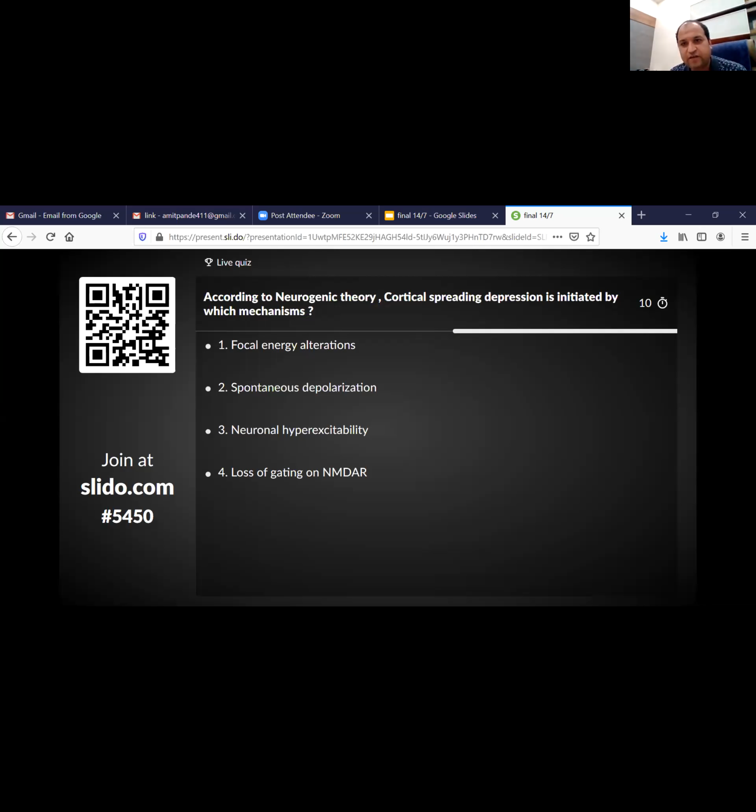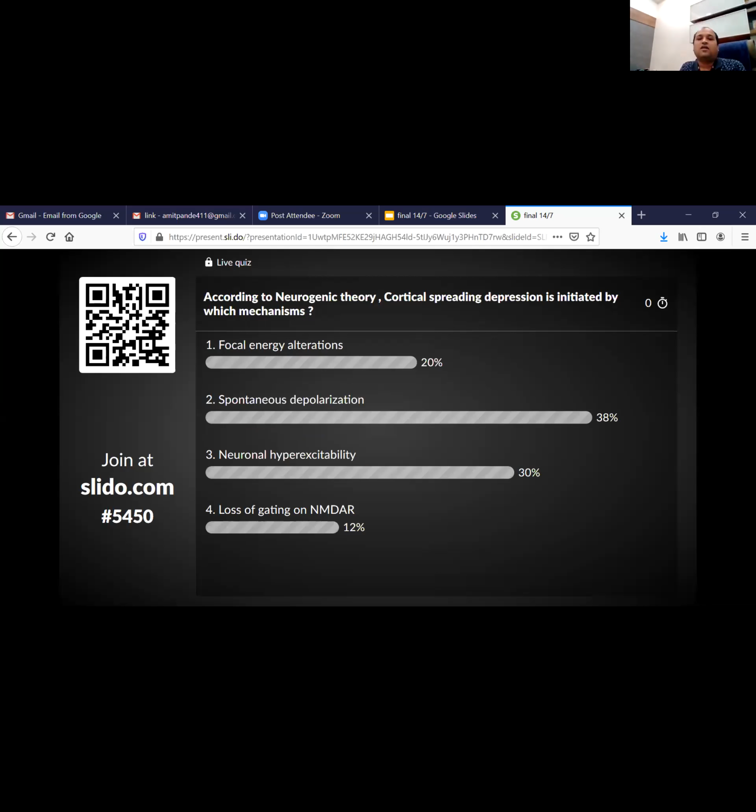Cortical spreading depression is initiated by which of these mechanisms? This is a difficult one. Good, everybody thinks that it is spontaneous depolarization, and I am actually happy that you have got it wrong. So the answer is focal energy alterations. This is from Dr. Parasdevkar sir's talk.